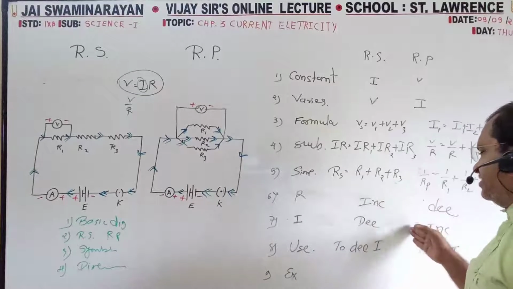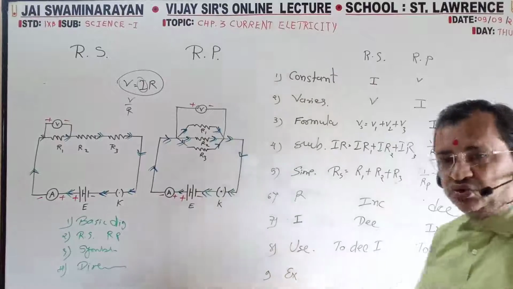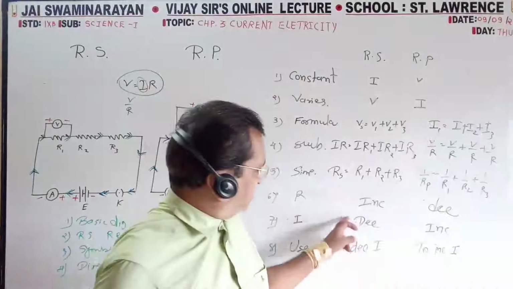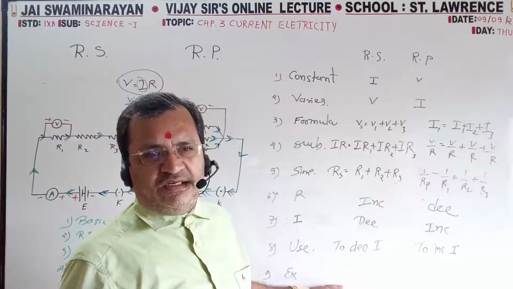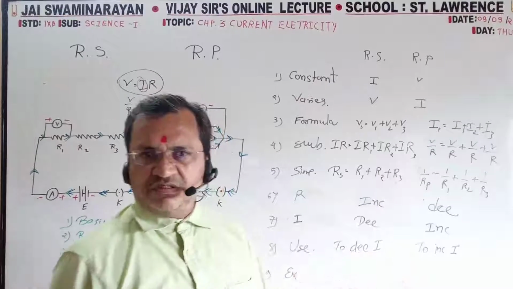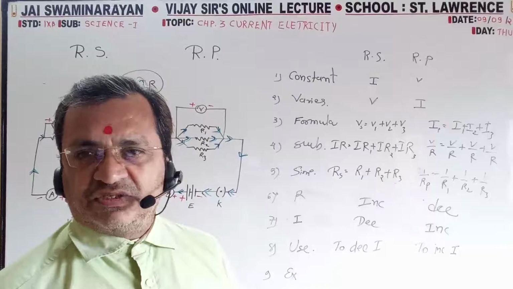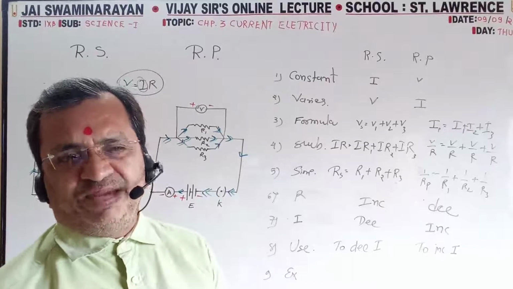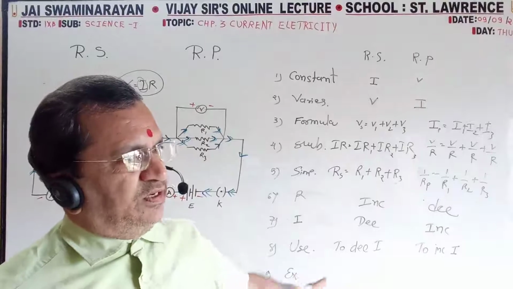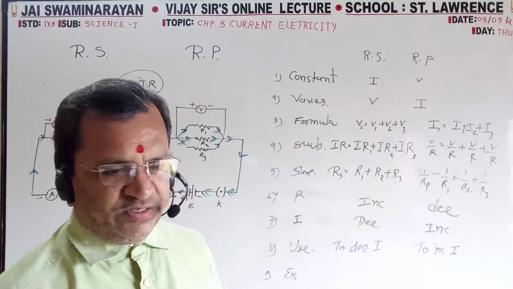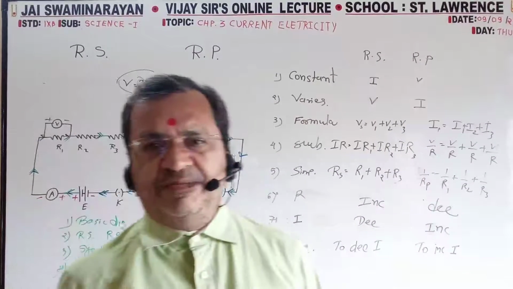When resistance decreases, current increases. First circuit, resistance increases, so we use this to decrease the current. This decreases the resistance, so we use this to increase the current. Transistor, adapter, generator, motor are the examples.